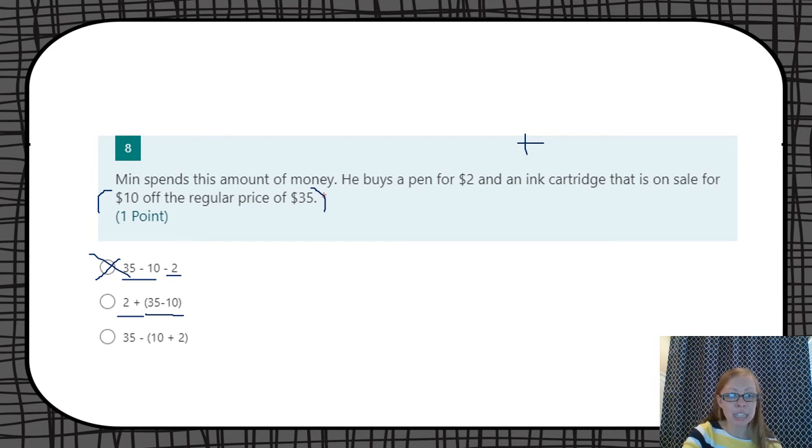35 minus 10 plus 2. Well, this has 10 plus 2 in parentheses here. That's not correct. It was $10 off of 35. If they had put the parentheses like this, then that totally could have worked. 35 minus 10 in parentheses, then plus 2, that would be okay. But given our choices, this second option is correct.